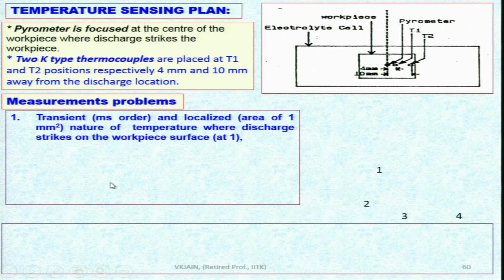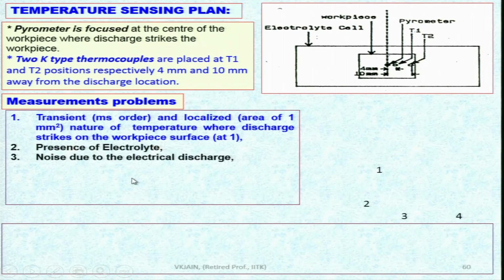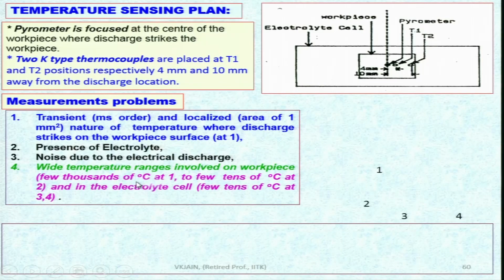Measurement problems. The temperature is transient, that is millisecond order, and localized to an area of 1 millimeter square where the discharge strikes the workpiece surface at point 1. There is also the presence of electrolyte, noise due to the electrical discharge, and wide temperature ranges involved on the workpiece. So, these are the problems which do not permit very accurate measurement of the temperature during the process. Few thousands of degree centigrade at point 1. Point 1 is the one where this discharge is taking place.